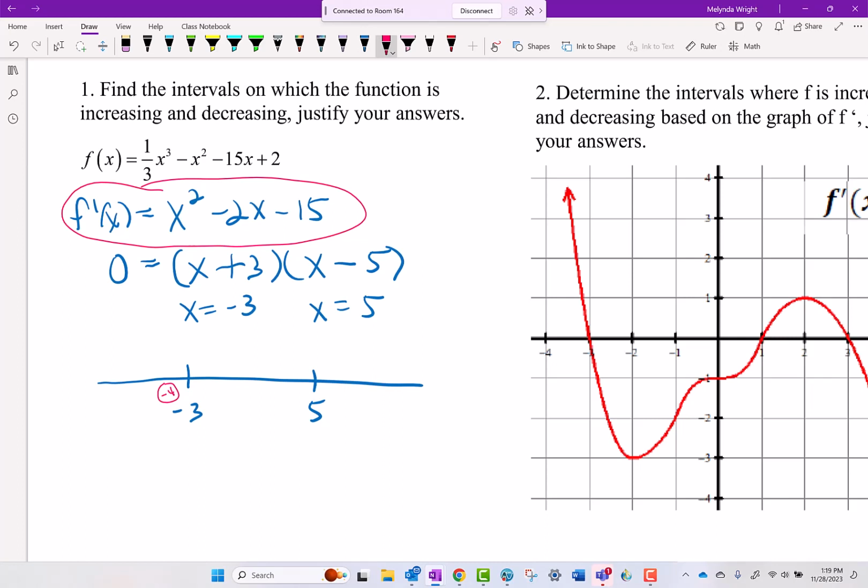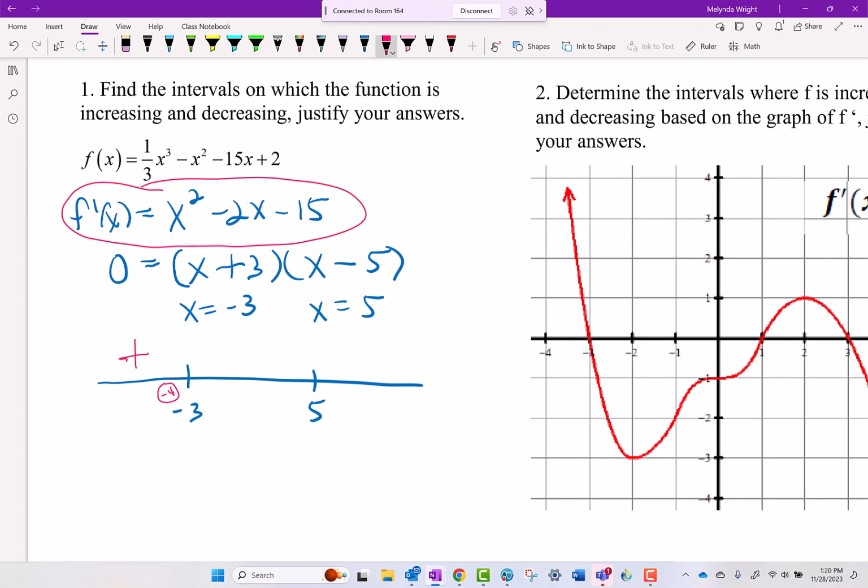Okay, you with me? Because it's going to get more complex. We're going to have more sign charts to do, and we need to know where to go. You go where you got the numbers from. So I got -3 and 5 from the first derivative. That's why I'm plugging in. So when I plug a -4 in here, I get a negative number. When I plug a -4 in here, I get a negative number. Negative times negative is positive. So this is a positive section.